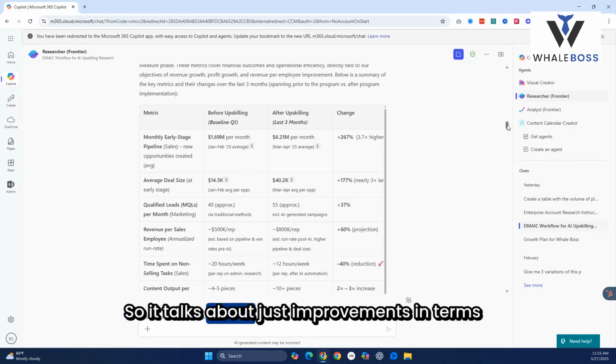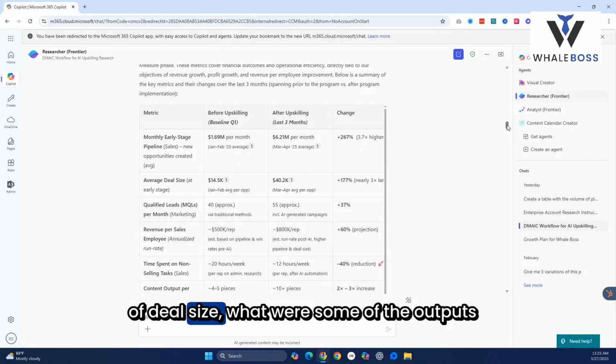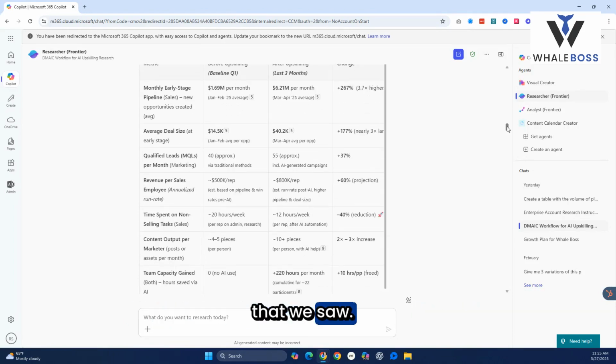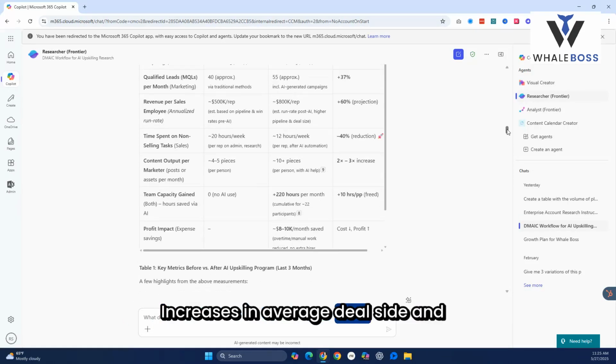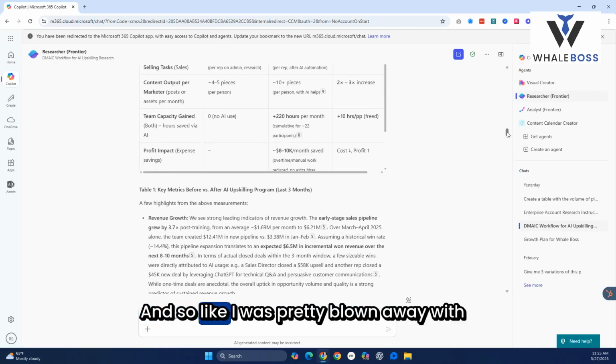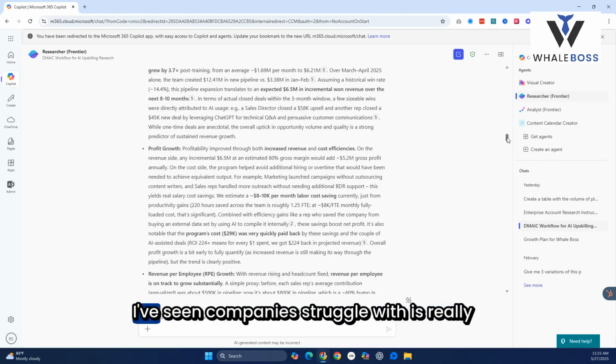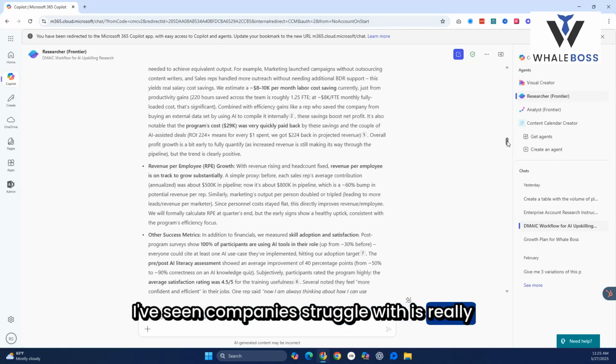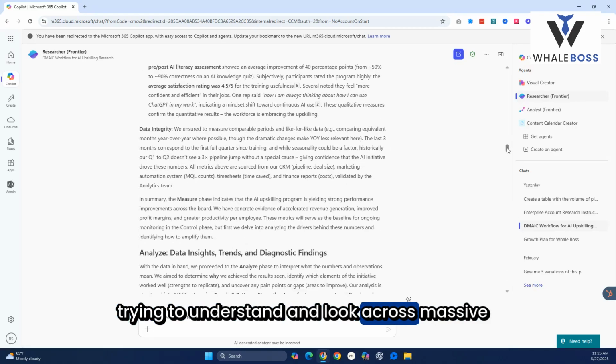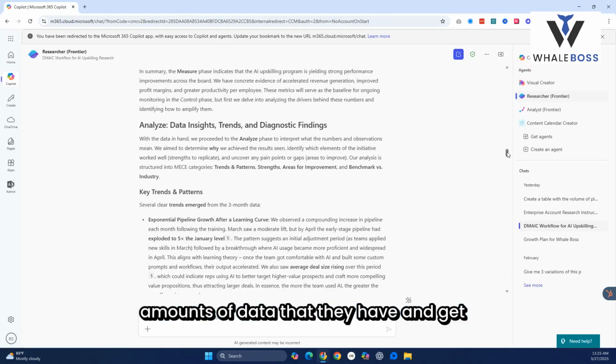So it talks about improvements in terms of deal size. What were some of the outputs that we saw? Increases in average deal size and percentages. And so I was pretty blown away with this. This is one of the biggest areas that I've seen companies struggle with, really trying to understand and look across massive mounds of data that they have and get insights.